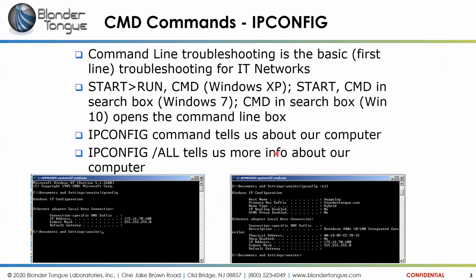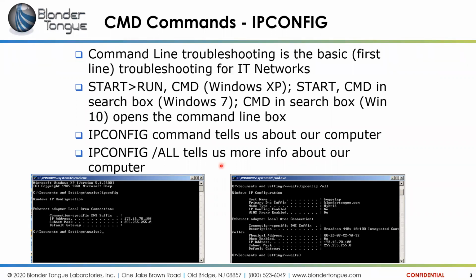All right, moving on to the command line. To get to the command line from a Windows-based machine, you go into the search bar or the run bar, start run, and type in CMD. That'll bring up these black boxes that you see at the bottom of the screen.